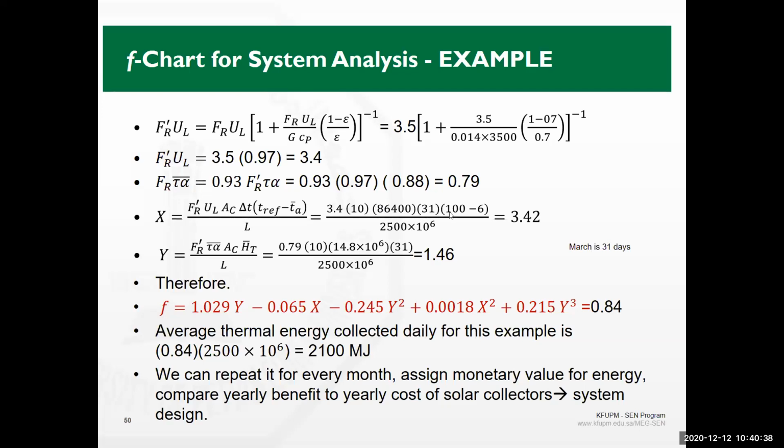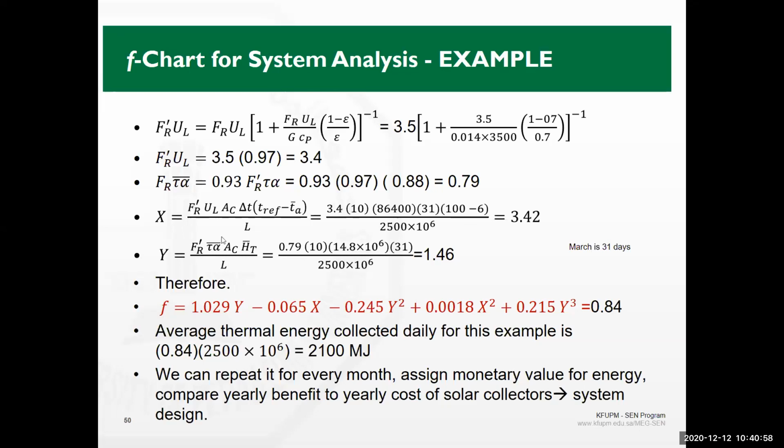And then 100 is the standard or reference temperature minus T air, which is given as 6 degrees centigrade, average air temperature. This is multiplied by the load. They said the load is 2,500 megajoule. So the value of X is calculated accordingly. The value of Y, the same thing.